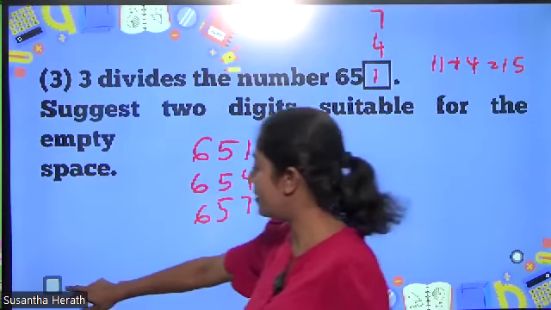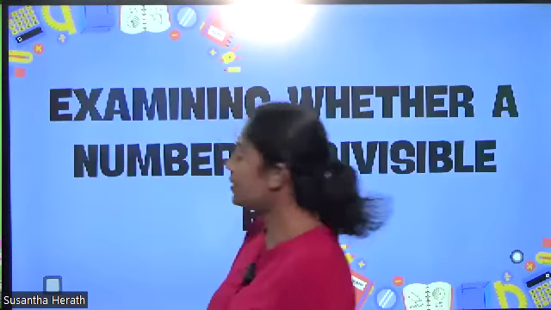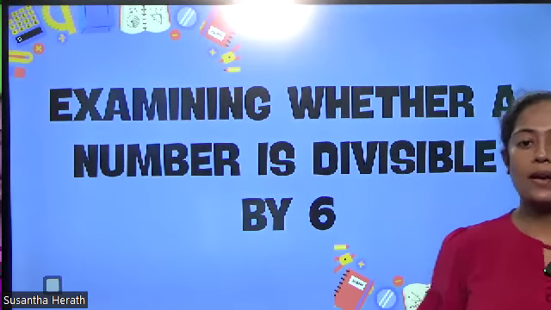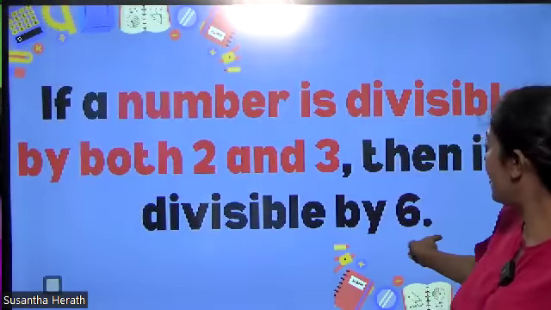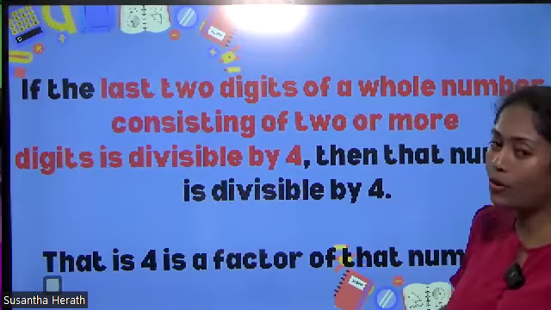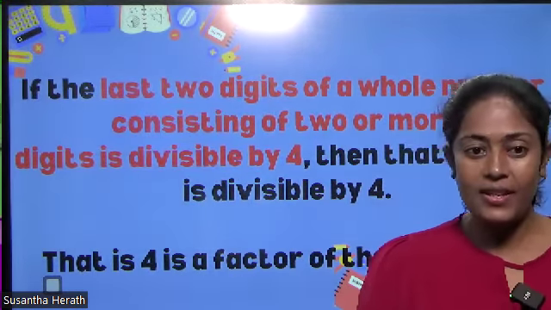Then we have to discuss. Next part is this one. Here we have to examine whether a number is divisible by 6. Then we have to check whether a number is divisible by 4 also. Now time is, I think, 9:17, right?